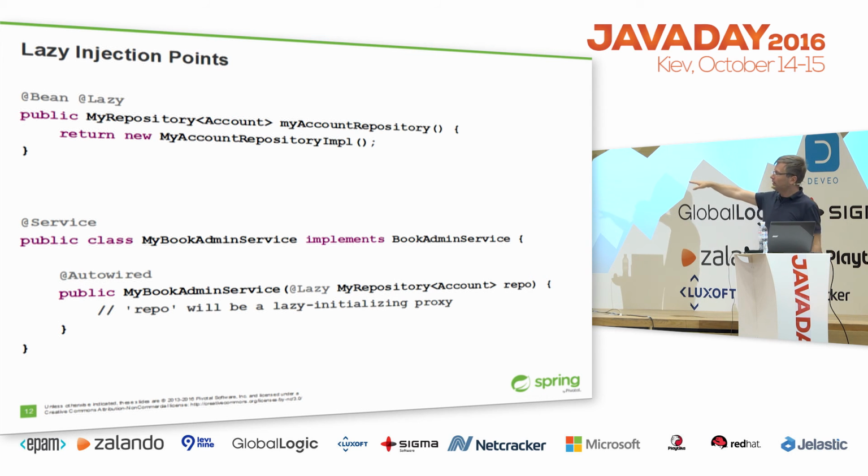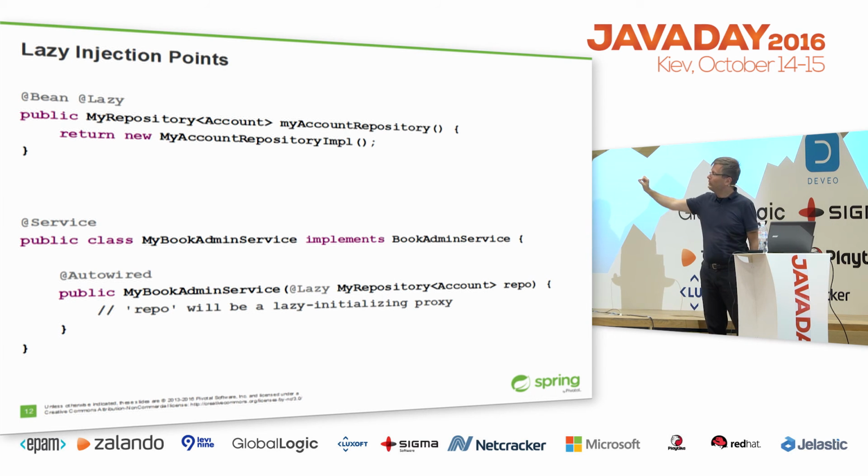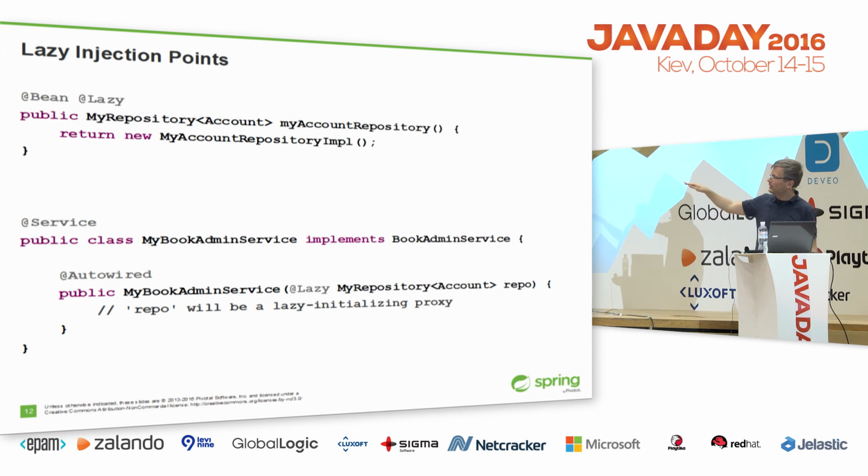This is again a constructor. It says I want a MyRepository of Account, but it adds a lazy annotation to the parameter here. It's actually at parameter level because there could be several parameters, right? A constructor can take several references to other beans. Each of those references can individually be declared as lazy or not lazy. So what does lazy mean here?